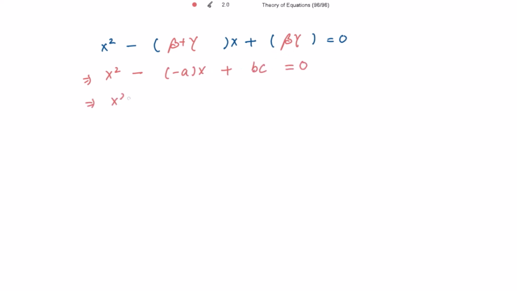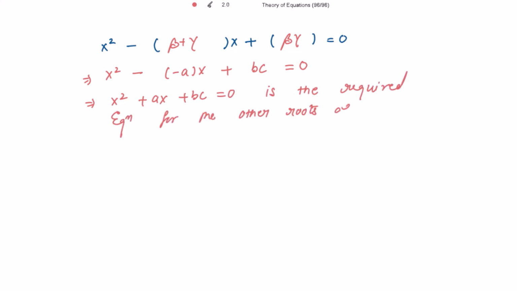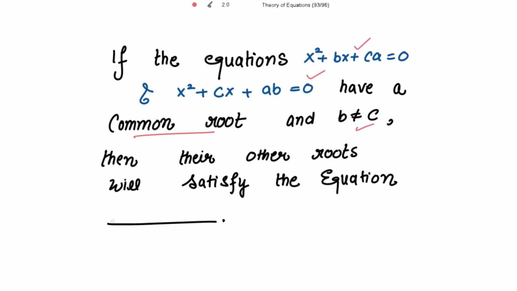That is x square plus ax plus bc equal to 0 is the required equation for the other roots of the given quadratic equations. So the required equation which is satisfied by the other roots of these two equations is x square plus ax plus bc is equal to 0.